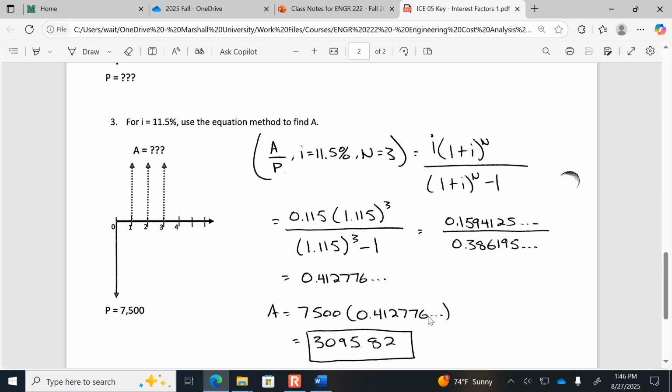So in the end, we leave it as $3,095.82 because we can express all the precision we need. We're going to write it to the nearest penny for this example answer. So are there any questions on problem 3?